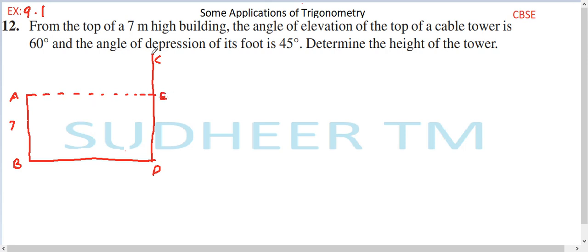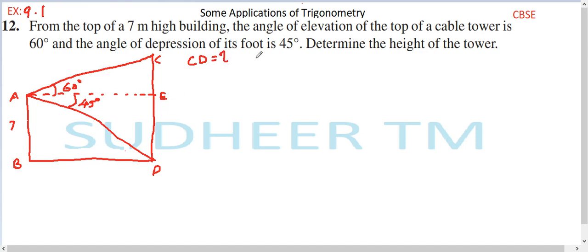Now from A, the angle of elevation to the top of the cable tower is 60 degrees. So this angle is equal to 60 degrees, and the angle of depression of its foot from A to the foot of the tower is 45 degrees. Now what to find? Determine the height of the tower. That means we need to find CD is equal to how much?